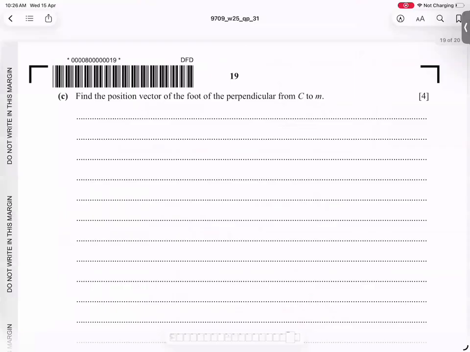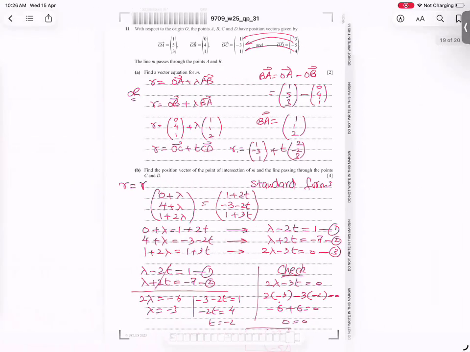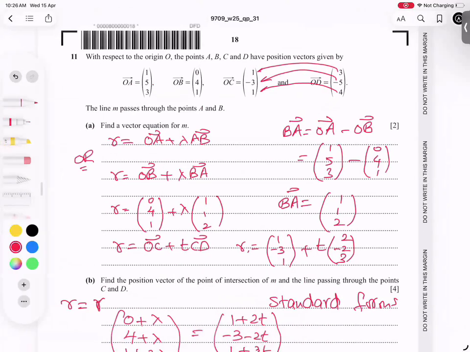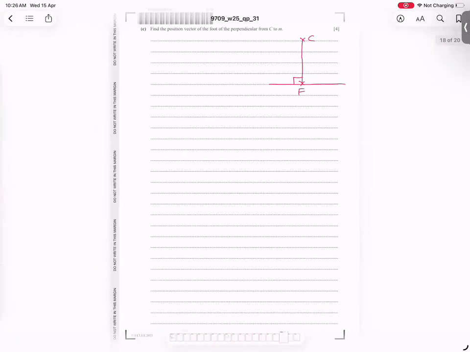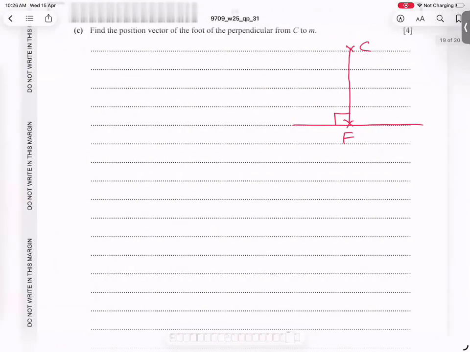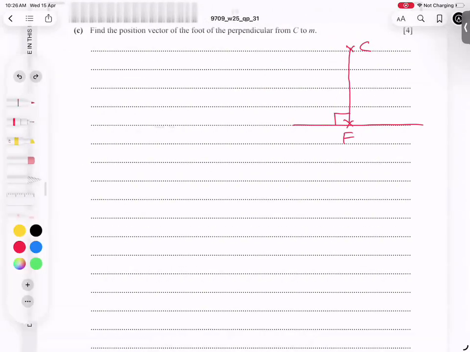In the next part of the question we have to find the position vector of the foot of perpendicular from C to line M. So C is a point and M is a line. So basically we have to find this 90 degree foot of perpendicular. So line M is what I'm looking for. Line M is what we have. We can take this as line M, so I'm going to copy from here and use it now here. So get ready and have a look.